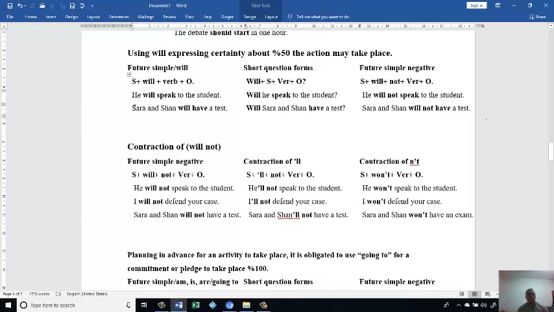If we look at the sentence, Sarah and Shan will have a test. Same thing with the question: just take "will" in front of the subject. We say, will Sarah and Shan have a test? Then we make the negative, it's easy. Just put "not" after the auxiliary verb.